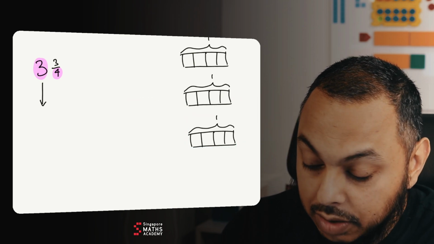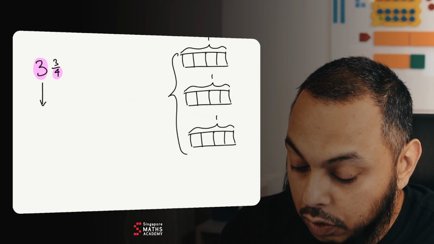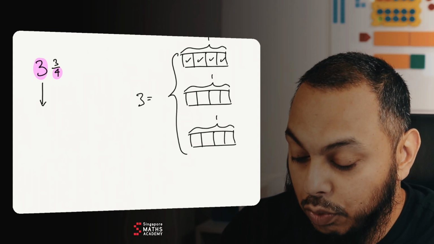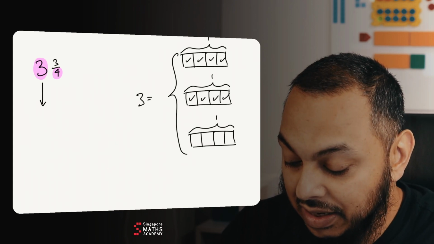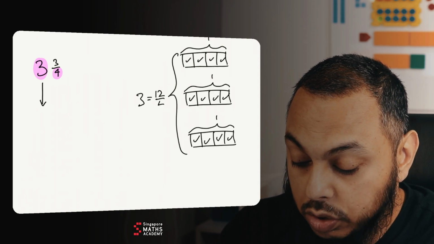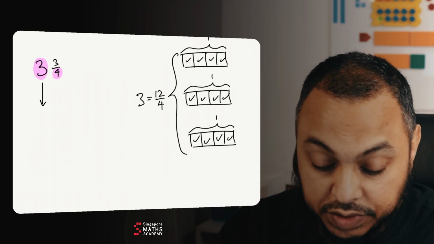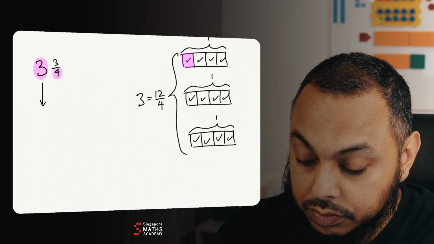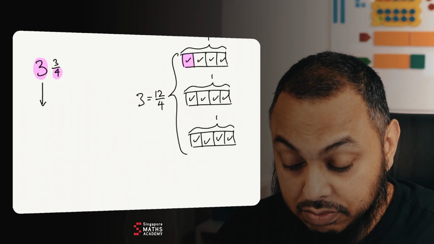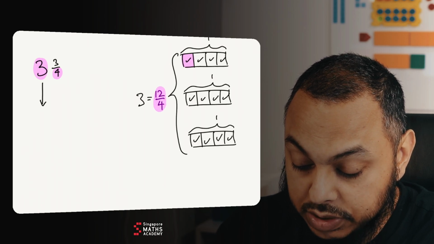All together, I can see that this is 3 wholes, and that's equal to 1 quarter, 2 quarters, 3 quarters, 4 quarters, 5, 6, 7, 8, 9, 10, 11, 12. These are 12 quarters altogether. Remember, each one of these is a quarter. And so there's 12 of those quarters altogether. That's 12 quarters. That's how we write 12 quarters here.